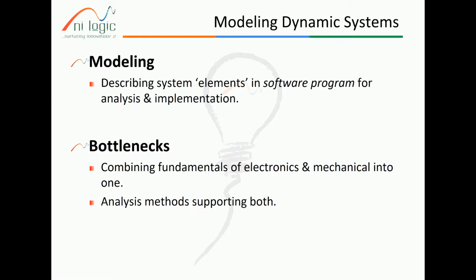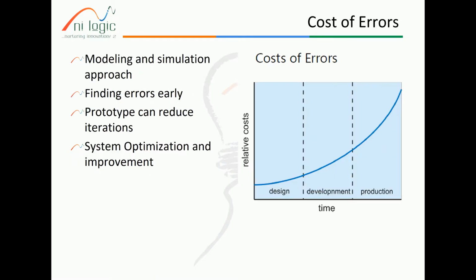With the advent of software, this has been used for a long time in computers. But the basic bottleneck with the mechatronics domain is that you have to combine the principles of both electronics and mechanical into one domain, or on one page of the software. That means the software should support the analysis method for both, because you need to analyze how much accuracy your controller is giving and how much your mechanical system is responding. So it should support both of them.